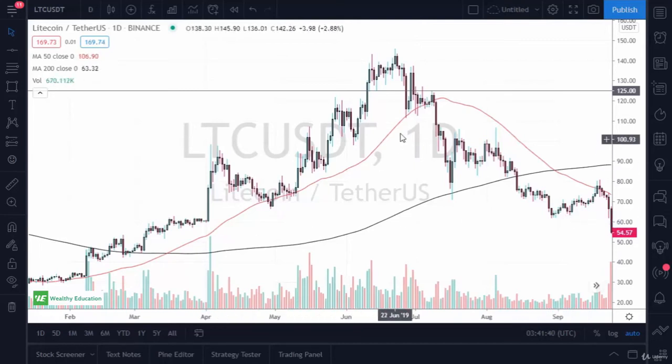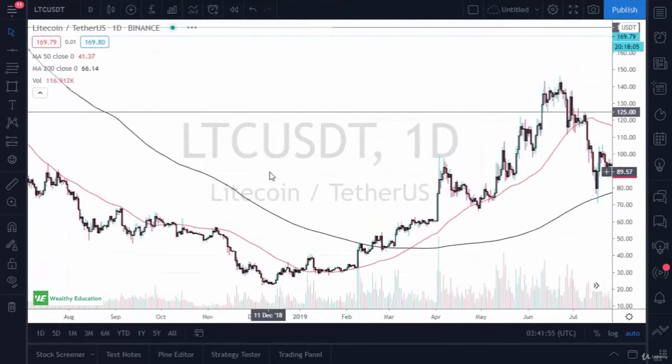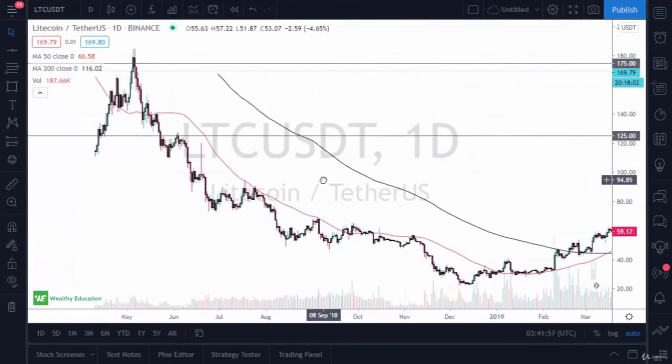Some people will wait until you get a fairly extreme move, breaking below the 50-day EMA, and that would have you out here. That makes quite a bit more sense. So it comes down to how you choose to use that particular tool.